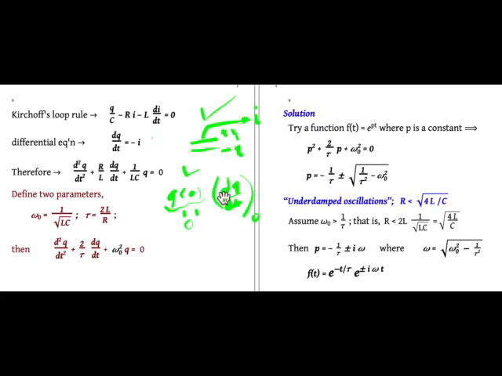I'm not going to impose a boundary condition here. I'll write down a solution which corresponds to a particular value of dq dt, but I'm not going to worry about the general solution of the problem. I'll just write down one solution which corresponds to a particular value of the initial current.